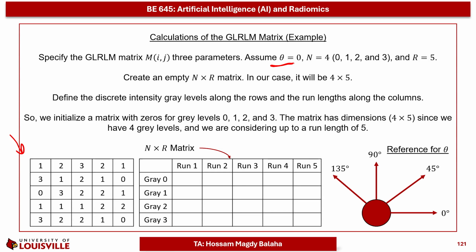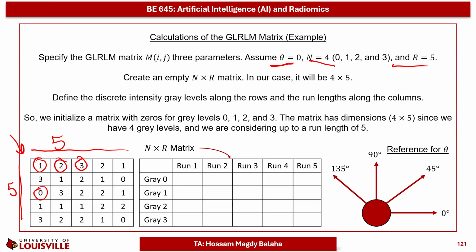N here in this case will be 4 because we have 4 unique values: 0, 1, 2, and 3. And R here is the maximum between width and height. The width is 5 and the height is also 5. So R here will be 5. Now we have N and R.